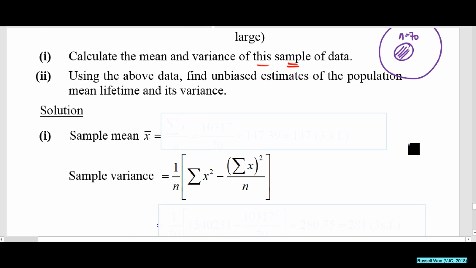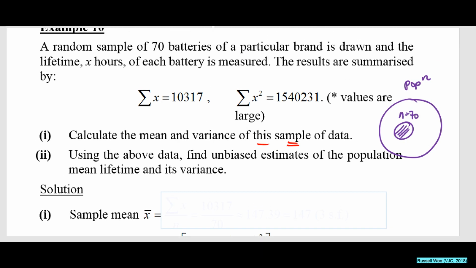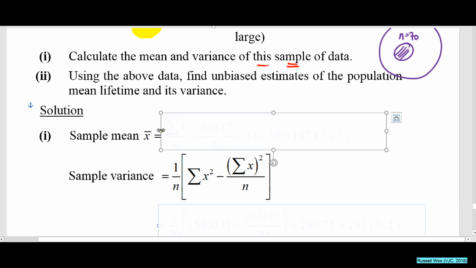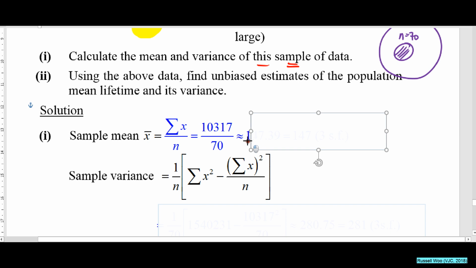So, sample mean. Not difficult. Summation means x1 plus x2 plus x3 plus x4 all the way to x70, right? So to find the mean, take that value, 10,317, divide by 70. Done. I'll be a bit long-winded: I write summation x divided by n, which is that value divided by 70. Then you press your calculator. I don't think it's difficult.